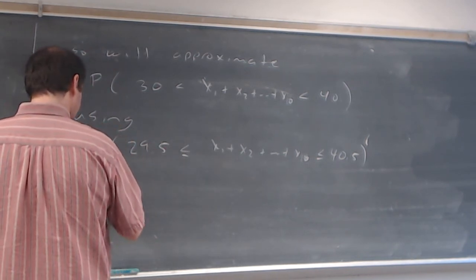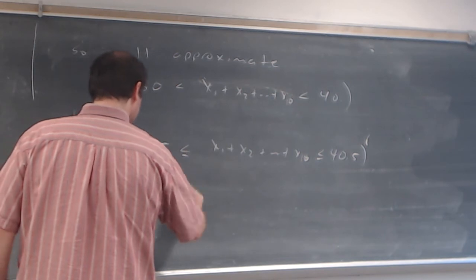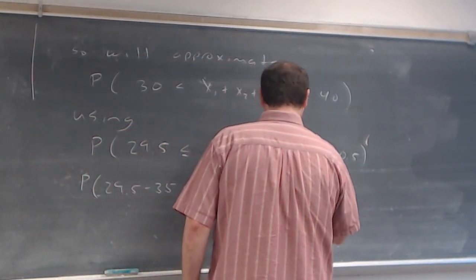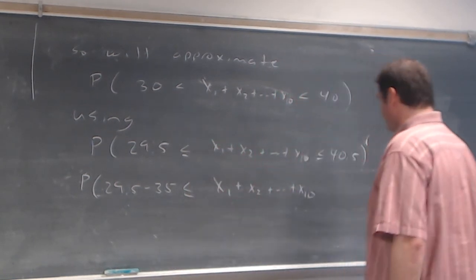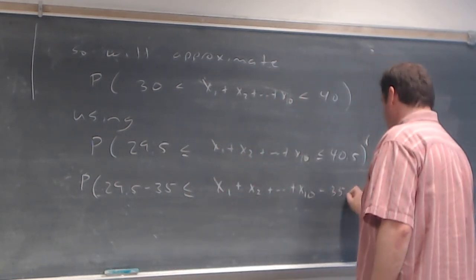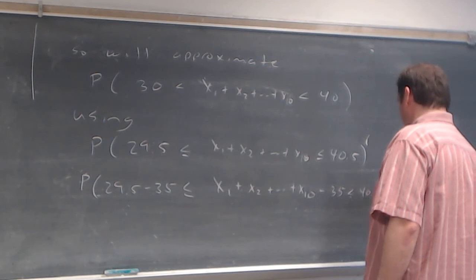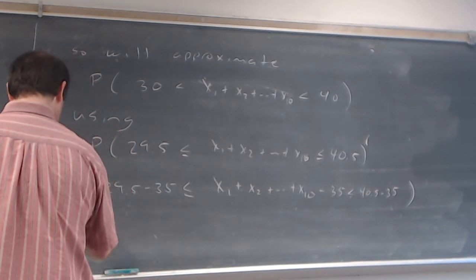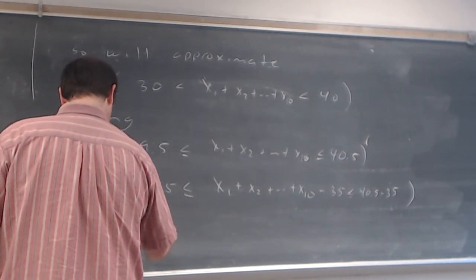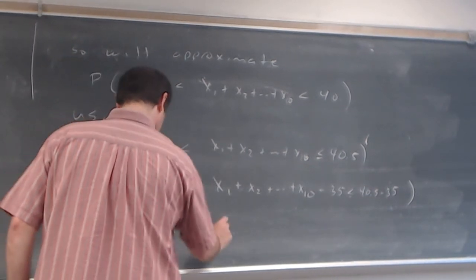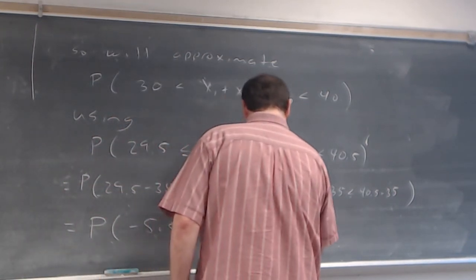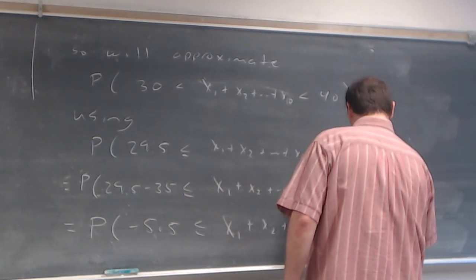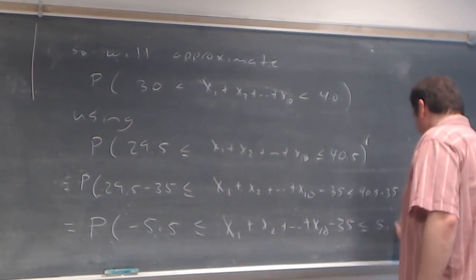So this probability is 29.5 minus 35 is less than or equal to x of 1 plus x of 2 plus x of 10 minus 35, which will be less than or equal to 40.5 minus 35. This is the same thing as the probability of minus 5.5 less than x of 1 plus x of 2 through x of 10 minus 35, which is less than or equal to 5.5.